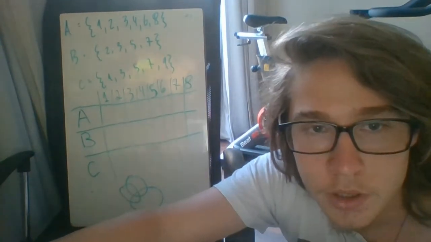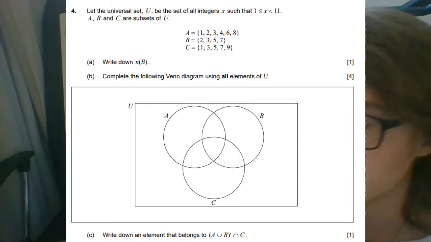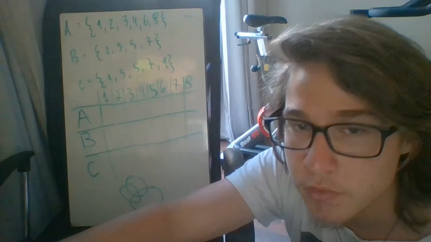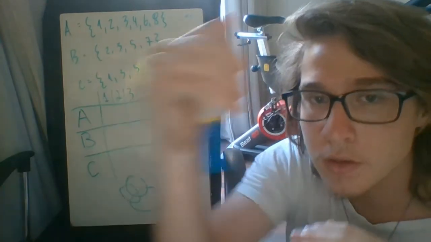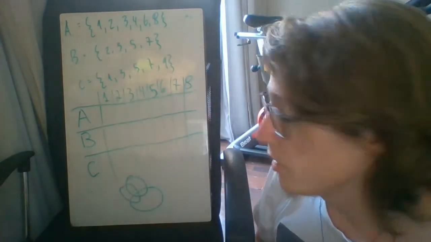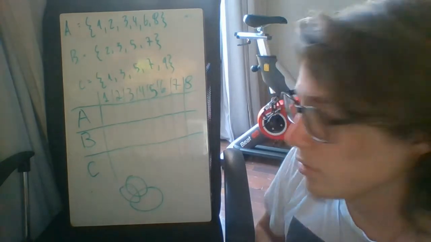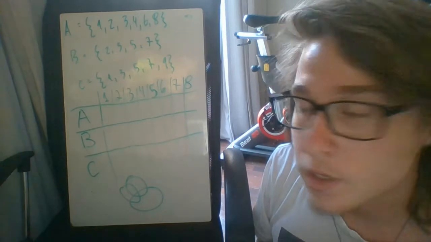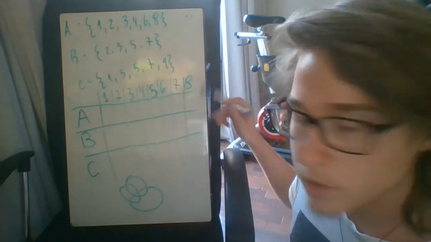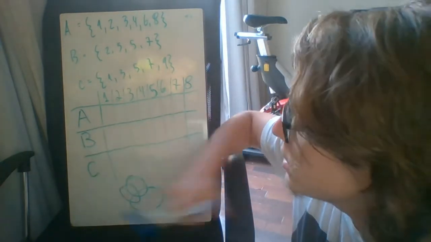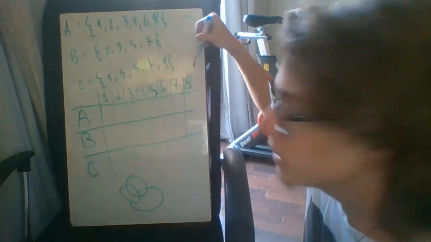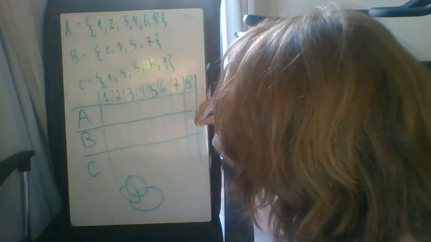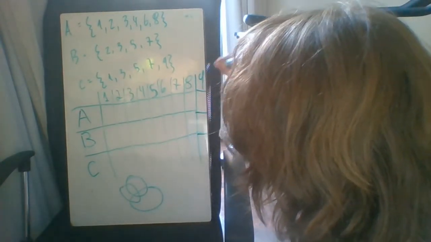For part B, it asks us to complete the Venn diagram using all the elements of U. Now, this is not so hard, but it can be very tedious, so you want to have a good method so that you don't mess it up. I feel like the hard part of this is that you mess up with small stuff. So what I suggest is that you make a diagram of this manner. This would be subsets A, B, and C, and here are all the possible elements, from 1 to 9.